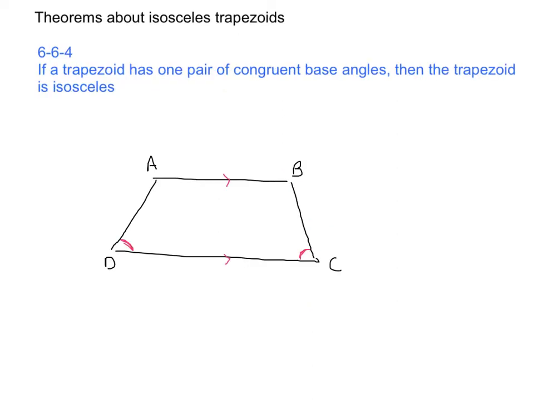Our second theorem is almost the exact opposite of 6-6-3. It says if a trapezoid, not necessarily isosceles, has one pair of congruent base angles, then the trapezoid is isosceles. So if we were given a trapezoid such as trapezoid ABCD here, notice it is a trapezoid because we have the two parallel lines. But the difference here is we are not told that the legs are congruent. What we are told, though, is that angle D is congruent to angle C. This is different from 6-6-3. Since angle D is congruent to angle C, we can say that ABCD is isosceles. And this is directly from this theorem. It's almost the exact opposite of 6-6-3.